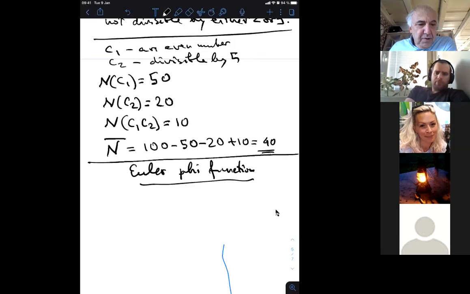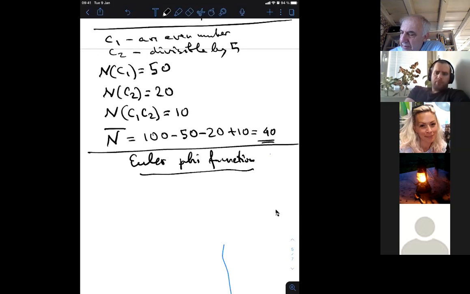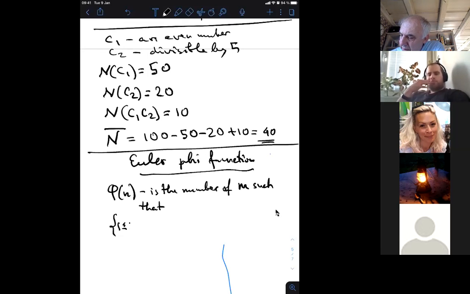Okay, first of all, the definition. If n is a positive integer, then phi of n is the number of natural numbers m in between 1 and n, such that m and n are coprime. They have no common factors.